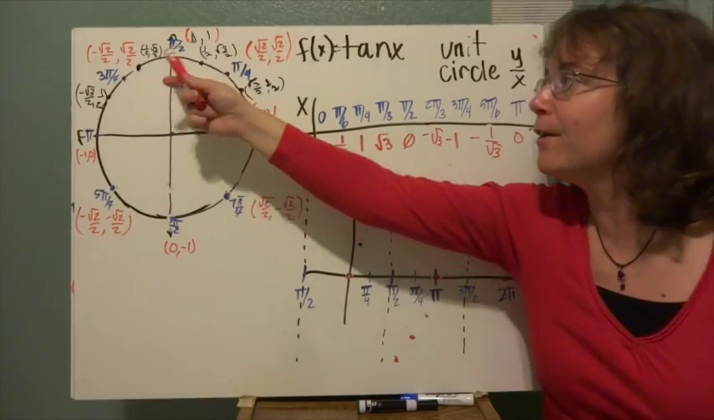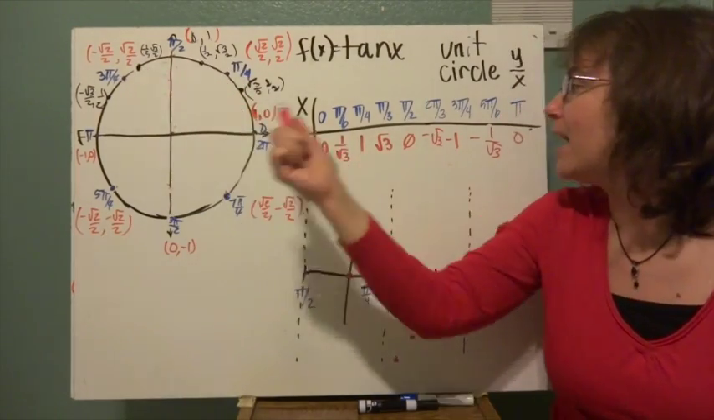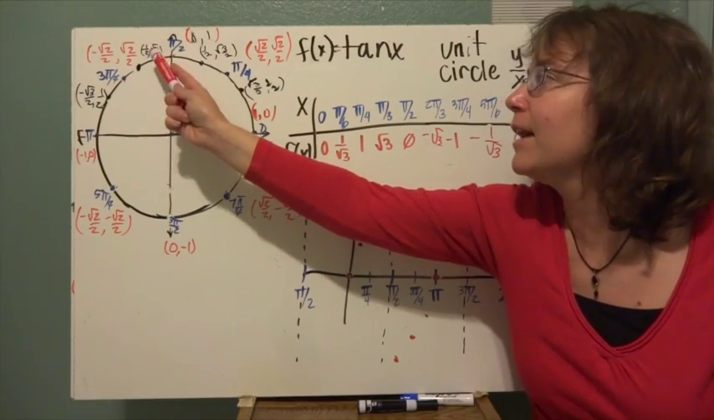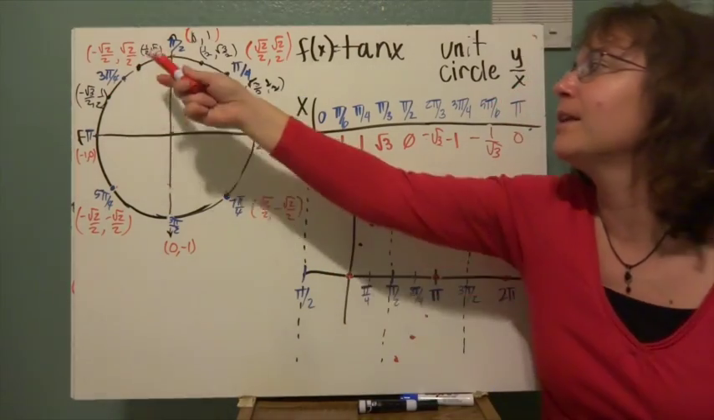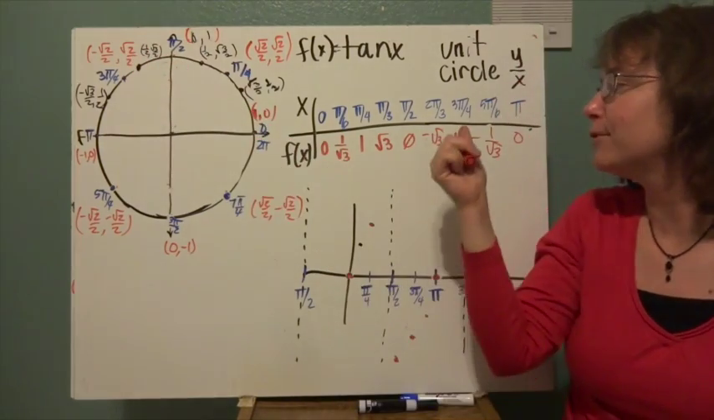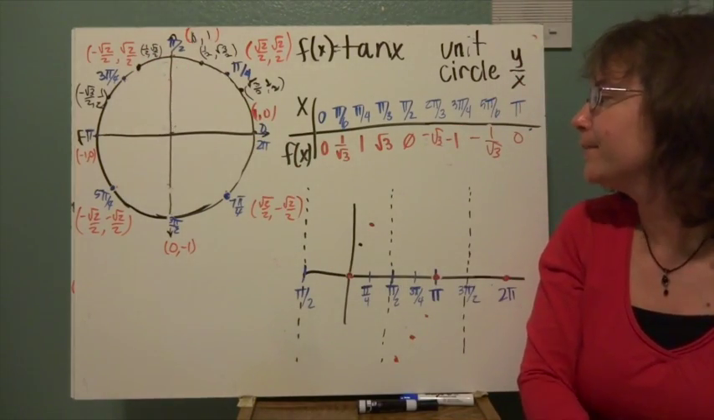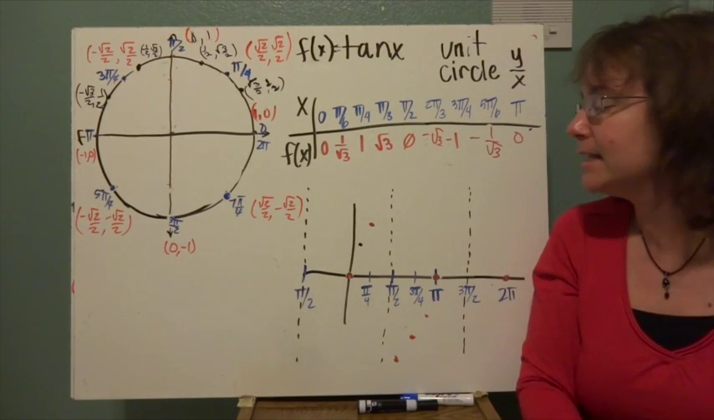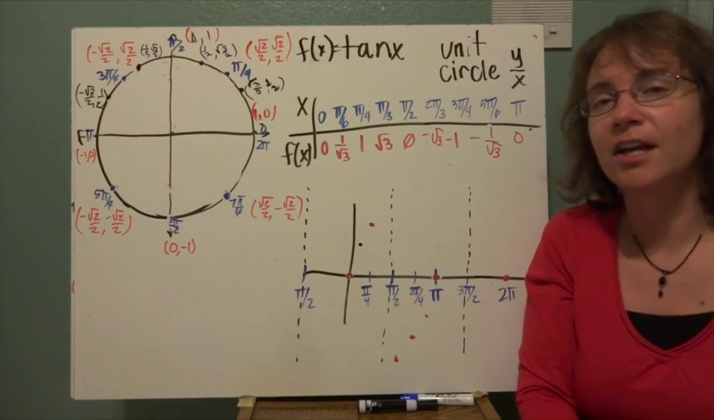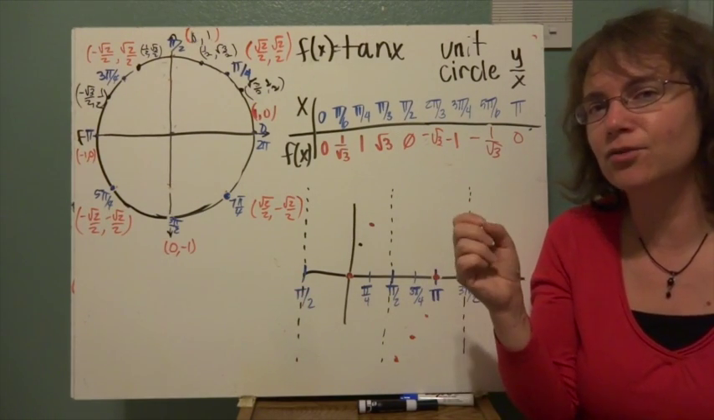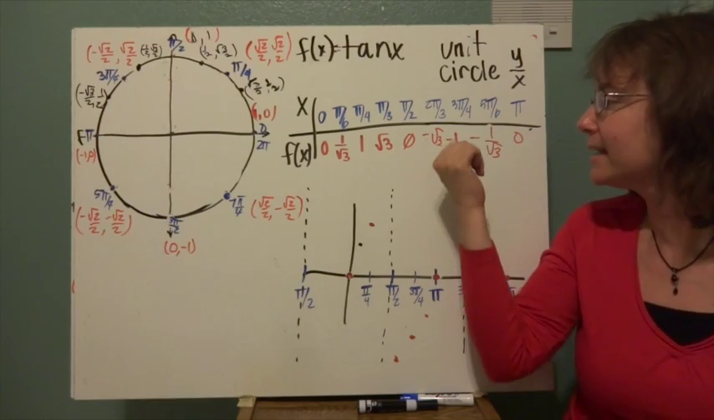When I go to 2 pi over 3, right over here, I find that I've got rad 3 over 2 over negative 1/2, which gives me a negative rad 3. And that's more than 1. So notice I don't have my limits like I did with my sine and cosine. I don't have an upper limit of 1 and a lower limit of negative 1 because I'm dividing those two sides, that y and the x.